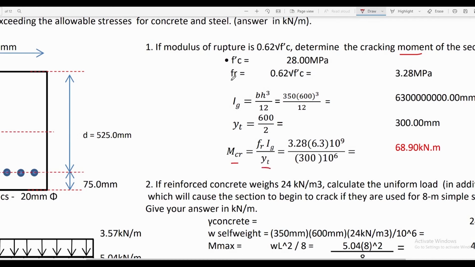Yt. Fr is the modulus of rupture given in the problem, that is equal to 0.62 square root of f'c. And if we substitute the value of f'c equal to 28 megapascal in our problem, that is equal to 3.28 megapascal for the value of Fr.